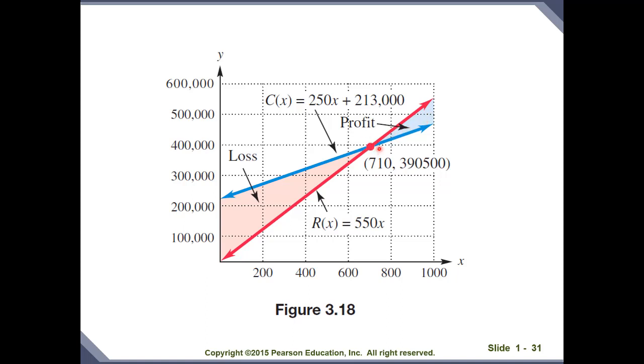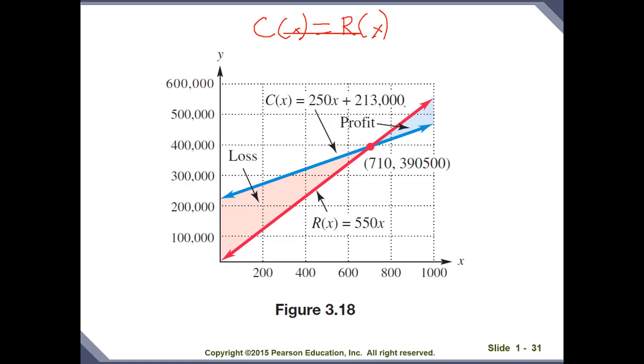At 710, we earn $0. We don't make a profit. We don't make a loss. We earn $0. How do I find this value? I find this value by setting my two functions equal to each other. The break-even point occurs when my cost function equals my revenue function. So if my cost function equals my revenue function, I'm breaking even. And to break even means I don't make a profit, I don't make a loss, I'm even.